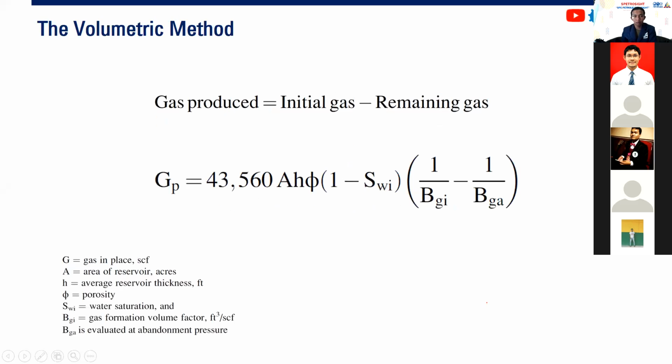And then to know about how much gas we can produce, we can actually do a simple calculation. So gas produced equals initial gas subtracted by remaining gas. And we can determine the remaining gas if we already decide the abandonment pressure. The abandonment pressure is the last pressure of our operation. Okay, if the abandonment pressure is reached, then we can conclude the operation. We can shut down everything, and then we can close the field and give back to the government.